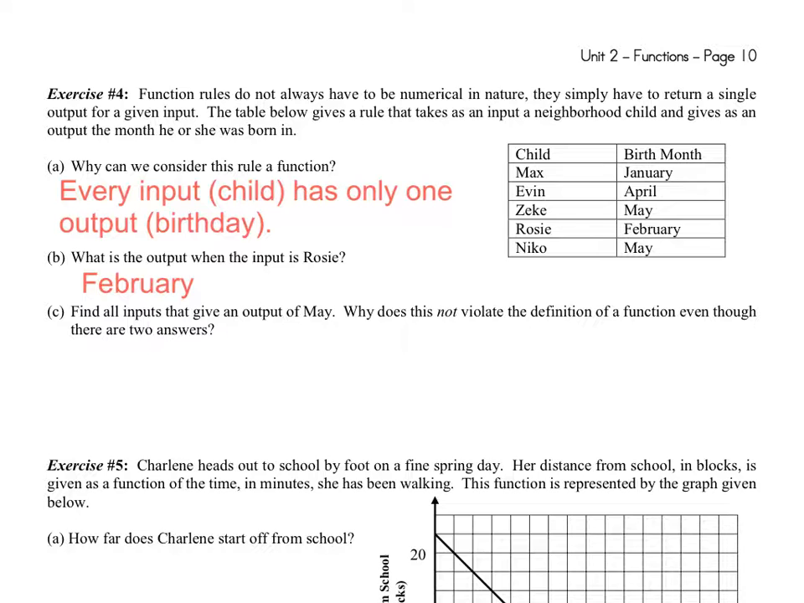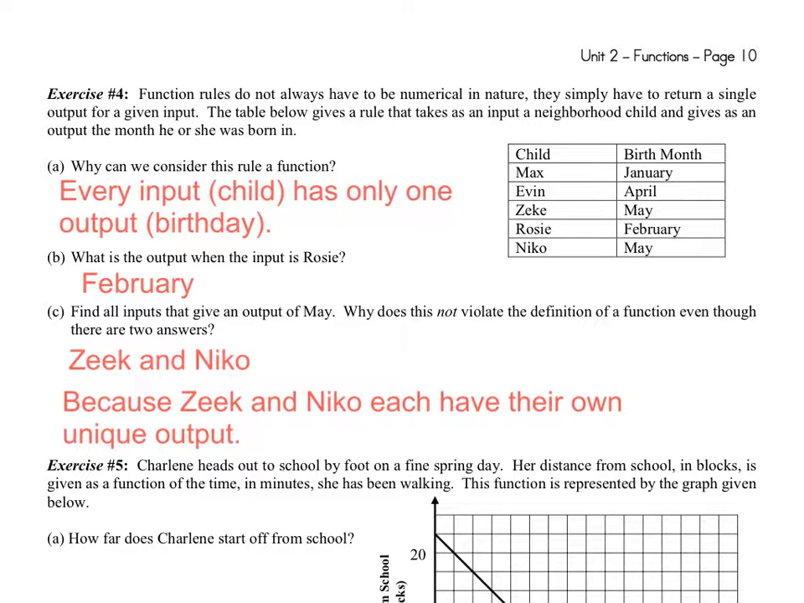And reading question C, it says find all inputs that give an output of May. Well, we've already talked about this, Zeke and Nico. And why does this not violate the definition of a function? Well, it really doesn't matter that the outputs repeat. It's when the inputs repeat that's a problem.